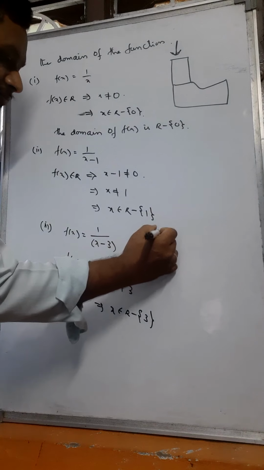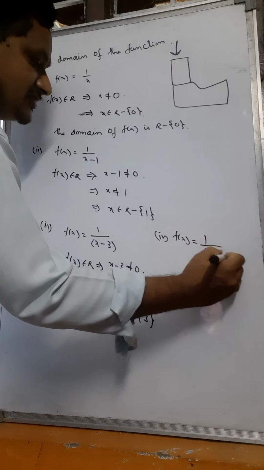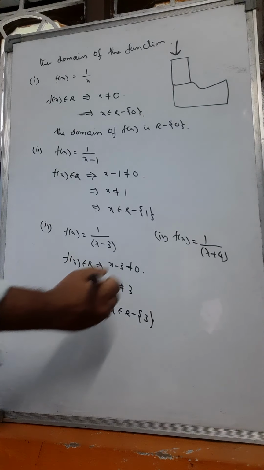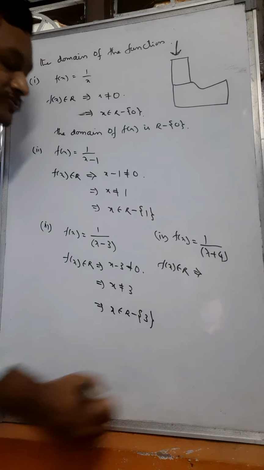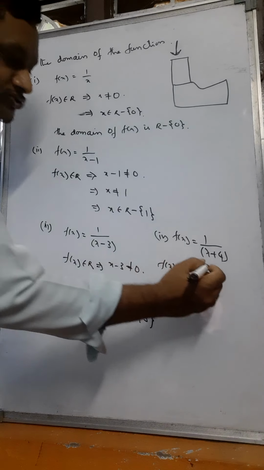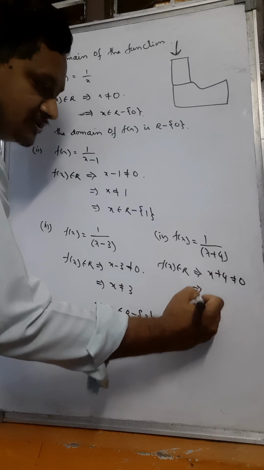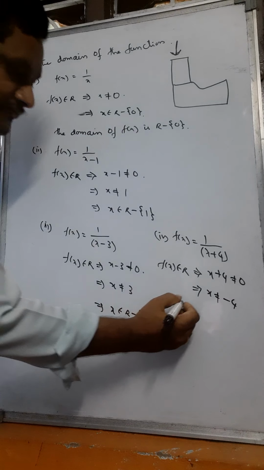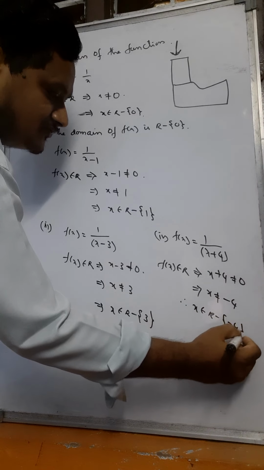Now I am taking one more example: f of x equal to 1 by x plus 4. For f of x belonging to capital R, here also the same condition applies: the denominator is not equal to 0. So x plus 4 is not equal to 0, and from that x is not equal to minus 4. Therefore x belongs to R minus 4.